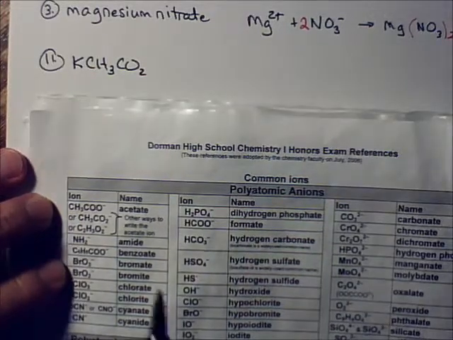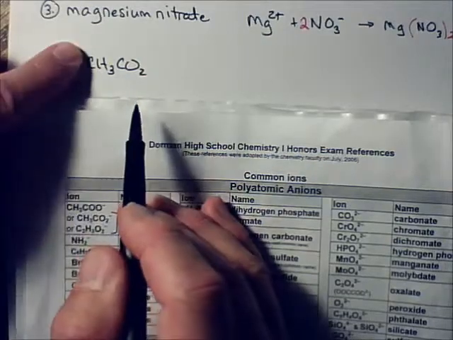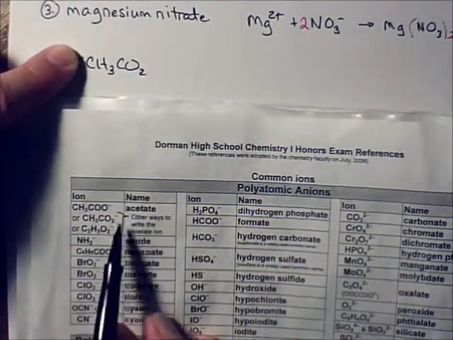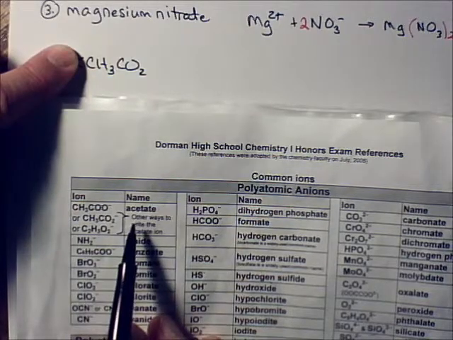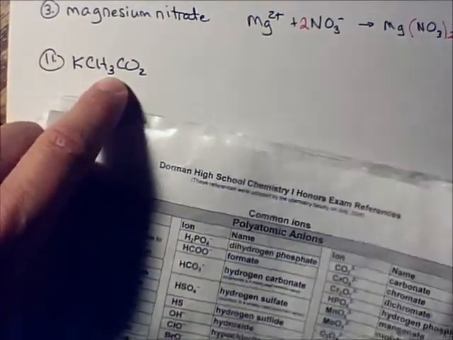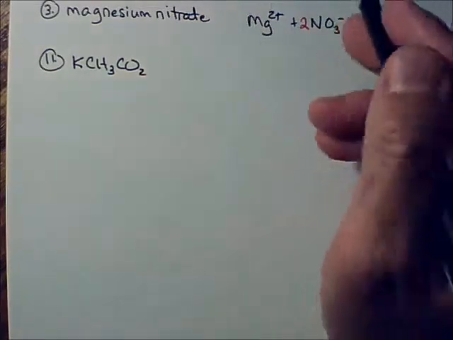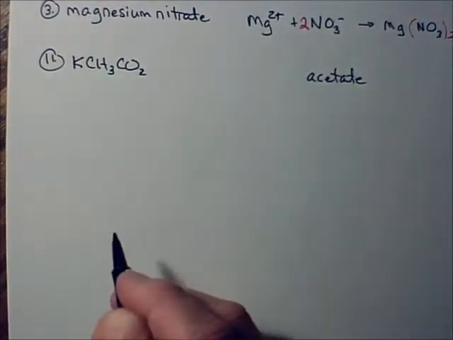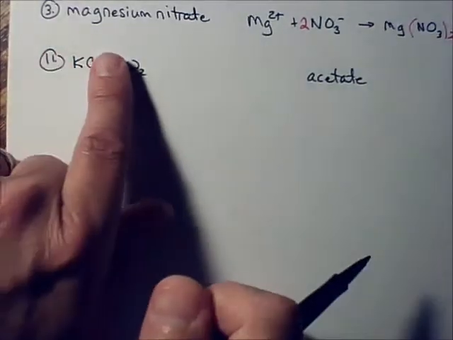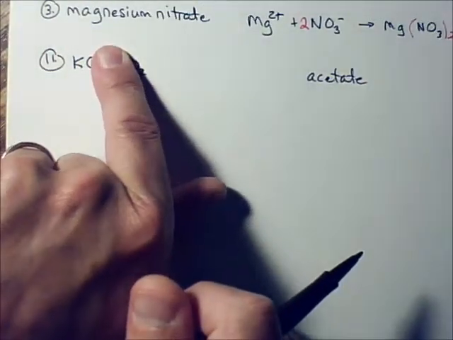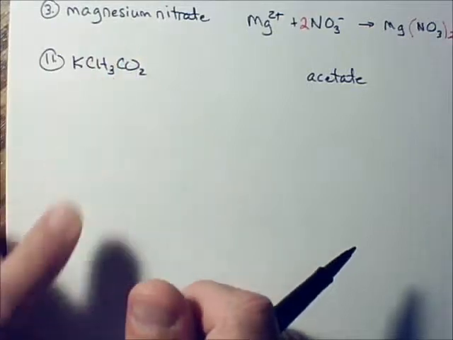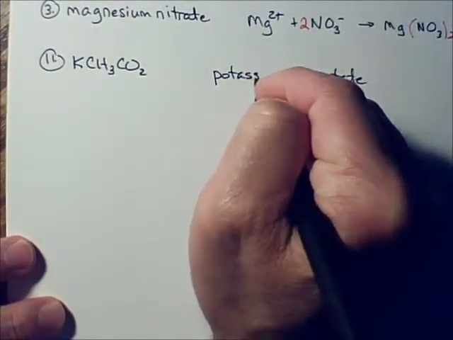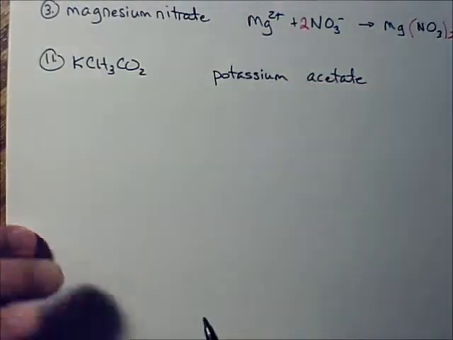Alright. So if you look carefully, this part of this formula matches this ion right here, acetate. Okay? So we know the end of this word, or this formula, is called acetate. There's our polyatomic ion. It takes care of all of that. All that's left is to name this, the K. And that's potassium. You look it up on the periodic table, it's potassium. And that's it.